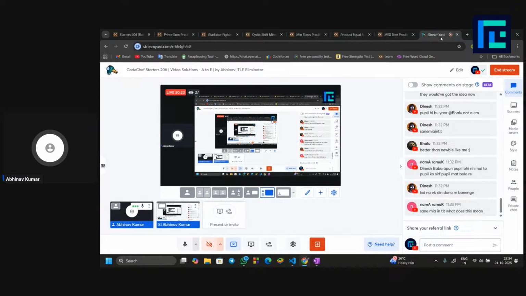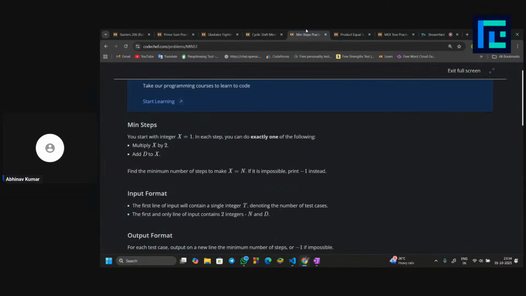So I guess we can move to the next problem. The next problem is min steps. So you start with integer x equal to 1. In each step, you can do exactly one of the following: multiply x by 2 or add d to x. Find the minimum steps to make x equal to n. If it is impossible, print minus 1 instead. Okay, so n and d are up till 10 to the power 18. So you cannot do something like order of n, order of d, anything like that. You have to think of some direct approach.